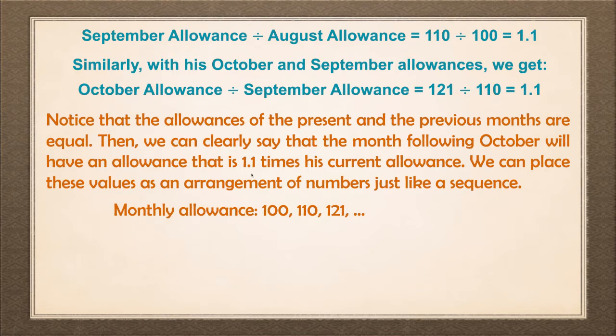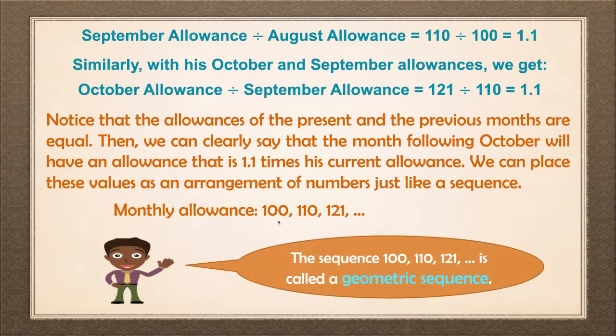allowance. We can place these values as an arrangement of numbers just like a sequence. So the monthly allowance can be written as a sequence having terms 100, 110, 121, and so on and so forth. Now, the sequence 100, 110, 121, this one now is called a geometric sequence.